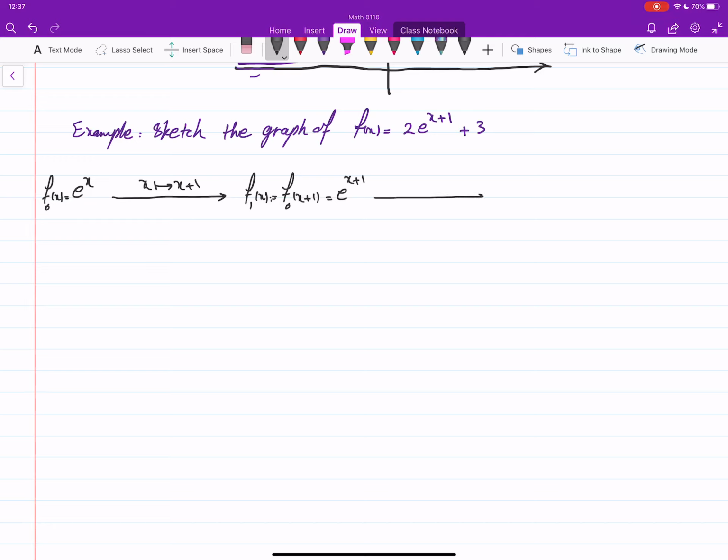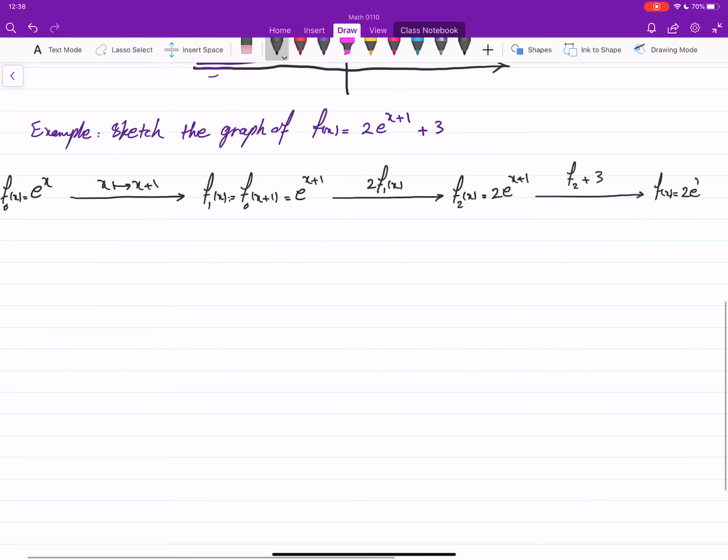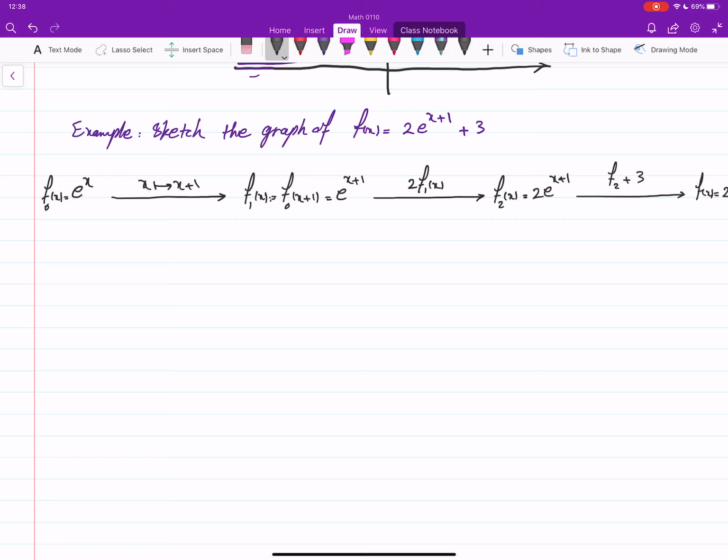Then I need to multiply f1 by 2. So then we do f2 of x, which will give us 2 e to the power (x plus 1). And then the last step is f2 plus 3, which will give us our function f of x, which is 2 e to the power (x plus 1) plus 3. What are the meanings of each one? We will go one by one and see what they mean. Okay, so here let me draw this one.